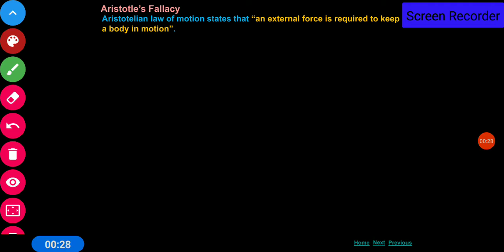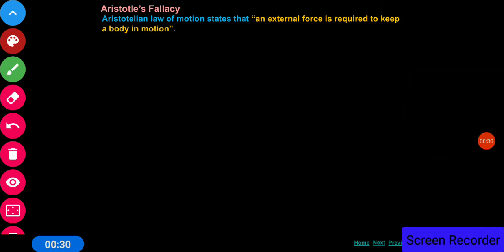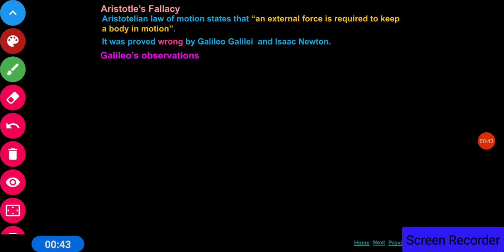Aristotle's fallacy. Now, the Aristotelian law of motion states that an external force is required to keep a body in motion. It was proved wrong by Galileo Galilei and Isaac Newton.